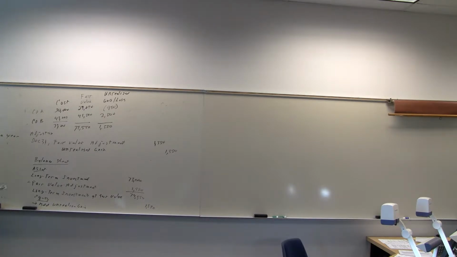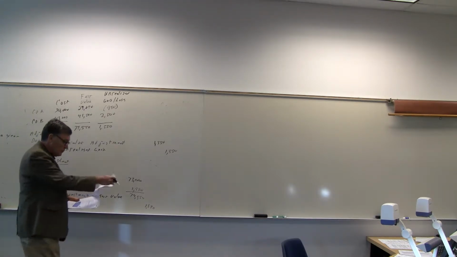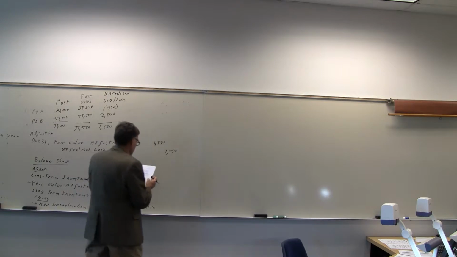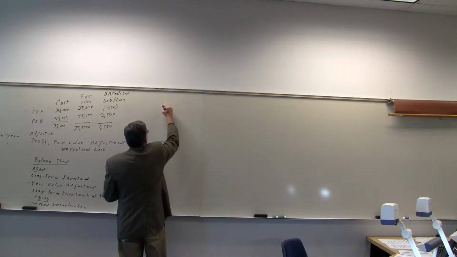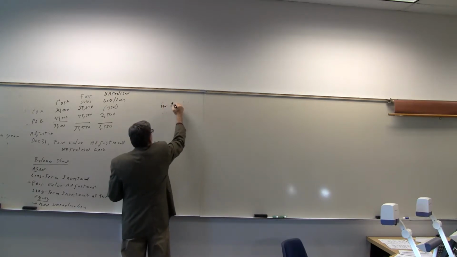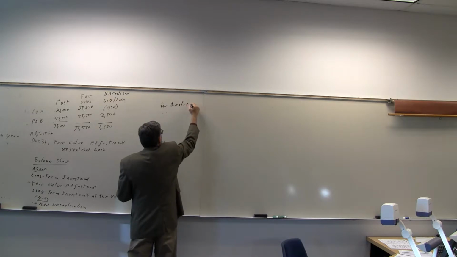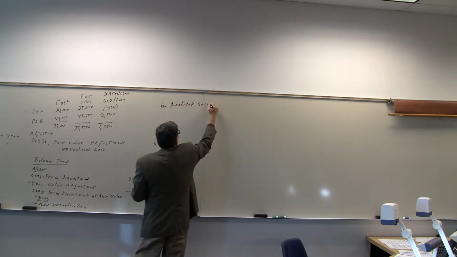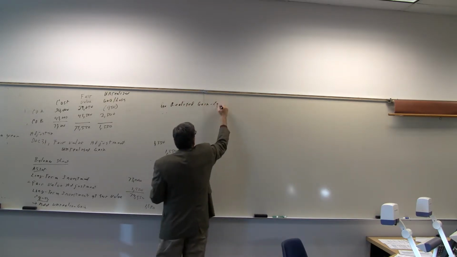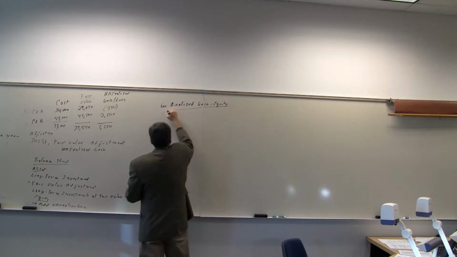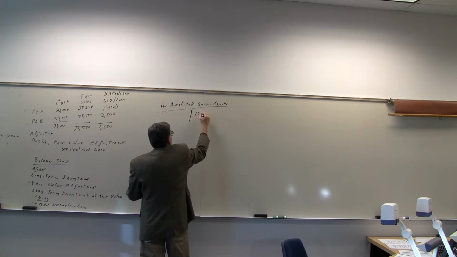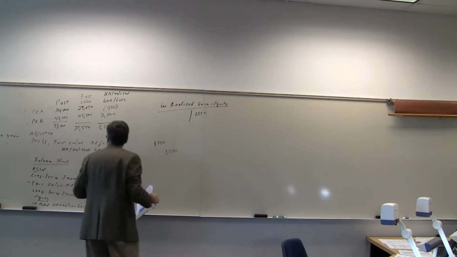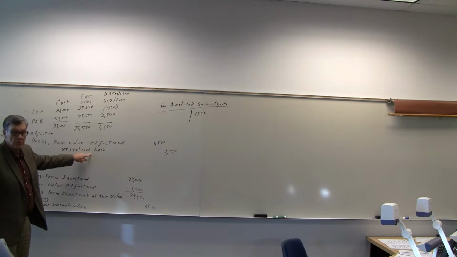Yep. All right, now, let's do this as a T account. So here's what we have as a T account. We'll have unrealized gain equity, and it will have a credit of 1,550. Okay, and that's this one right here. Does that make sense?